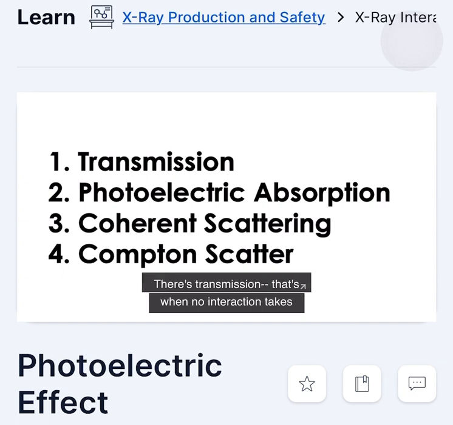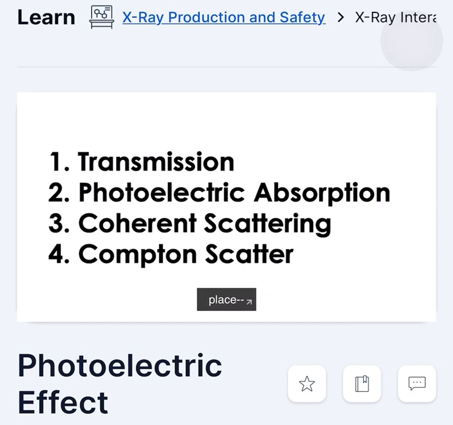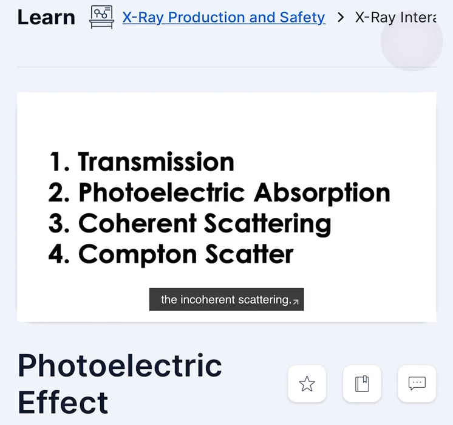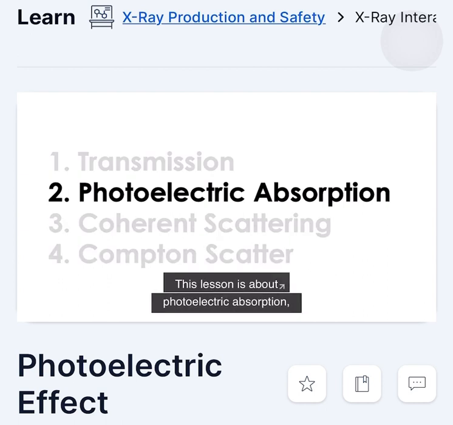There's transmission, that's when no interaction takes place, photoelectric absorption, sometimes called photoelectric effect, and then there's two types of scattering. Coherent scattering, sometimes called classical scattering, and Compton scattering, sometimes called incoherent scattering. This lesson is about photoelectric absorption, an important type of photon interaction in the body.